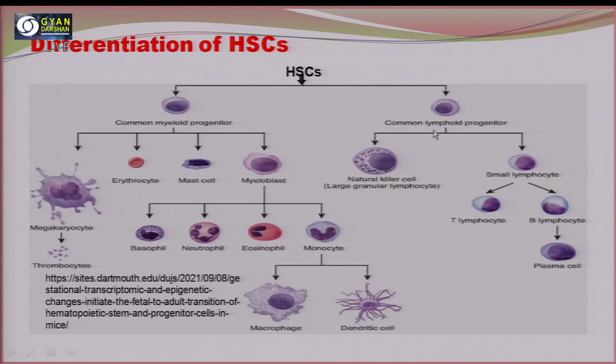And here are the common lymphoid progenitors. In this case, the NK cells will be generated. Another lineage is the small lymphocytes. If you compare the size of the blood cells, their size is very small. So these are the T lymphocytes and B lymphocytes, which again convert into plasma cells and memory cells. Plasma cells are able to produce antibodies. So these are the differentiation of the hematopoietic stem cells.